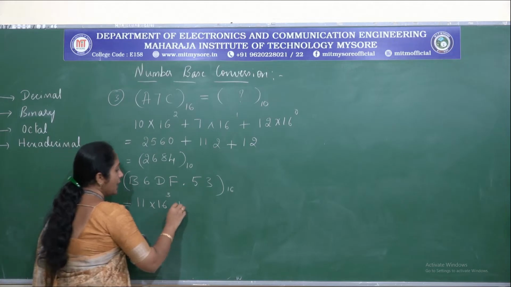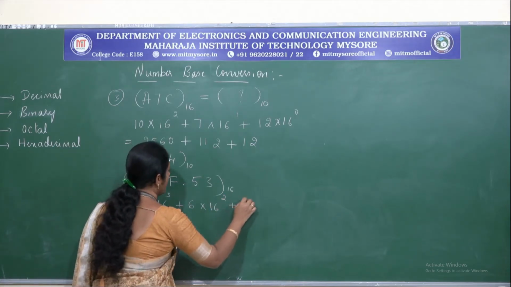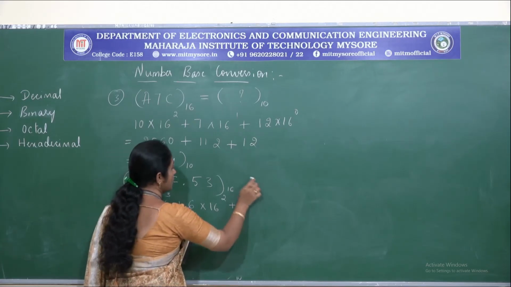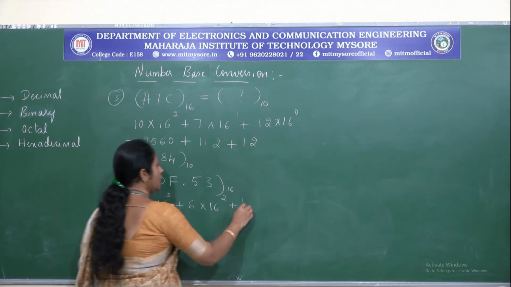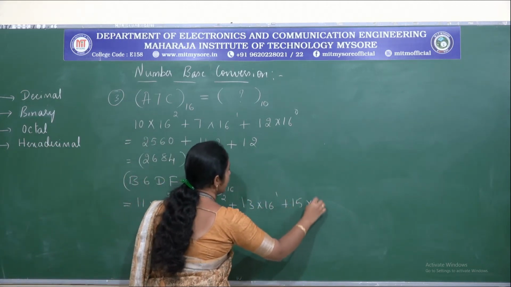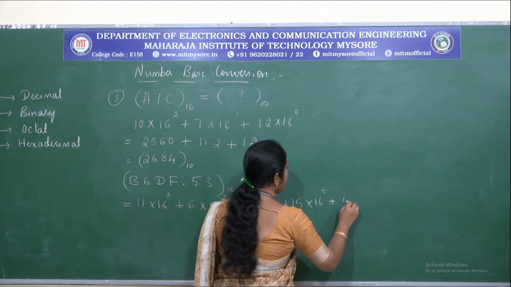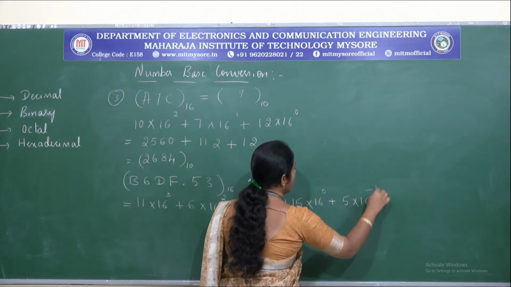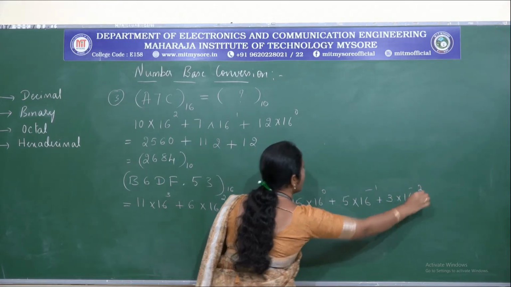16 power 3 plus 6 into 16 square plus D, which is nothing but 13, so 13 into 16 power 1 plus 15 into 16 power 0, plus next we have 5 into 16 power minus 1 plus 3 into 16 power minus 2.